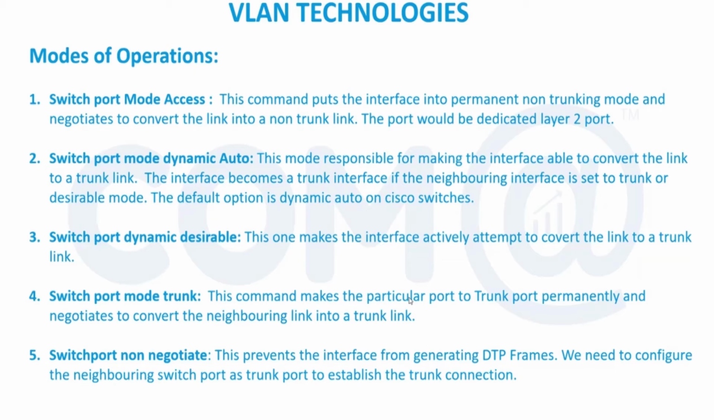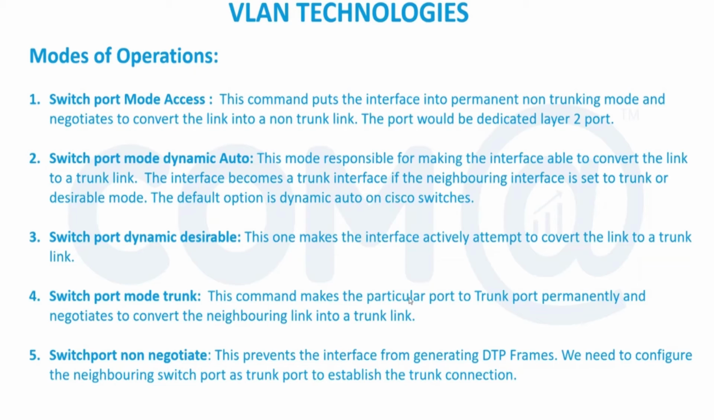So this one makes the interface actively attempt to convert the link to a trunk link. It is converting a normal link to a trunk link. Switchport mode trunk. So this command makes the particular port a trunk port permanently and negotiates to convert the neighboring link into a trunk link. So now it is converting a normal link to a trunk link, and converting the normal port to a trunk port.